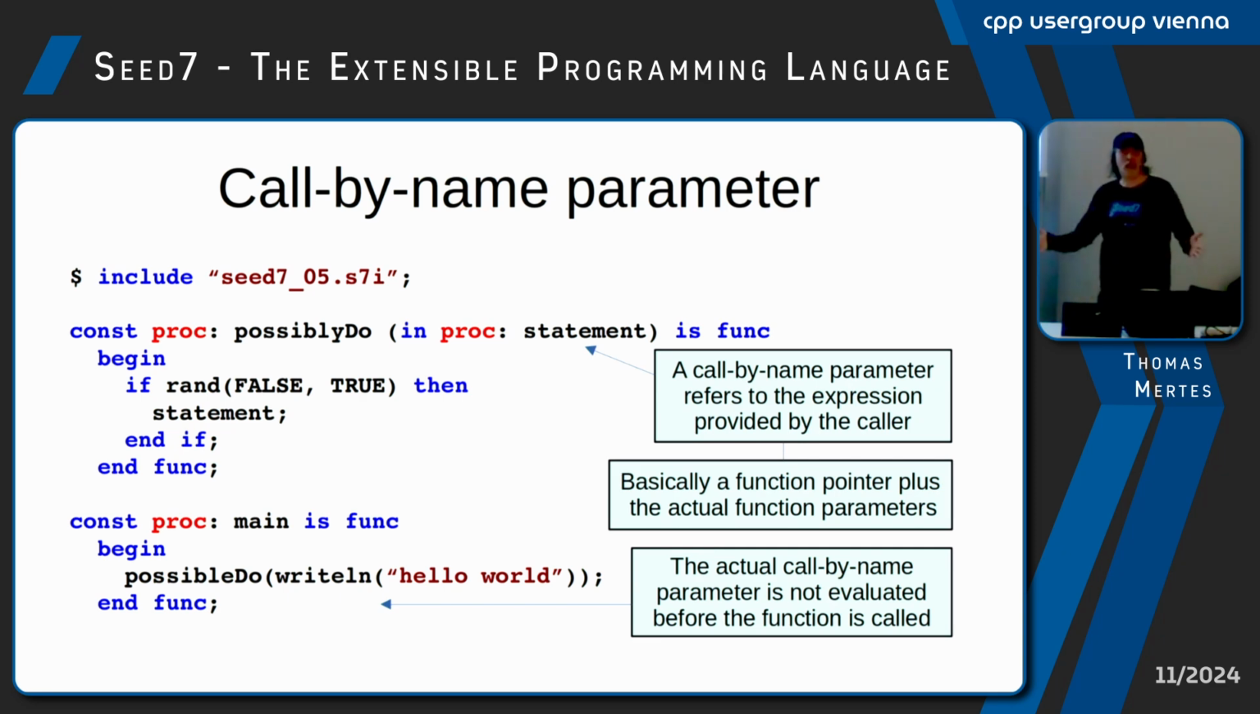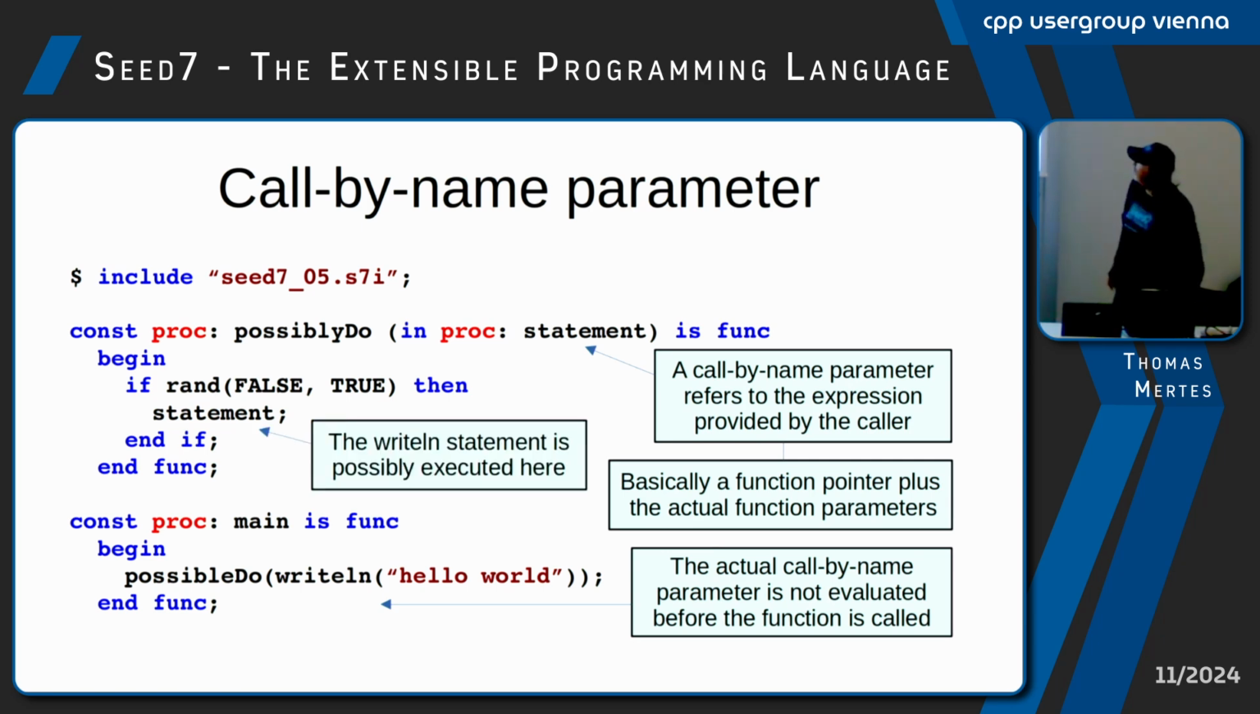For normal parameters, of course, the parameter expressions are evaluated, and then the resulting value goes into the function. That is not the case for a call by name parameter. They are not evaluated before, but they are evaluated in the function. And the function can decide if it wants to evaluate this call by name parameter once, many times, or not at all. So this lies in the function.